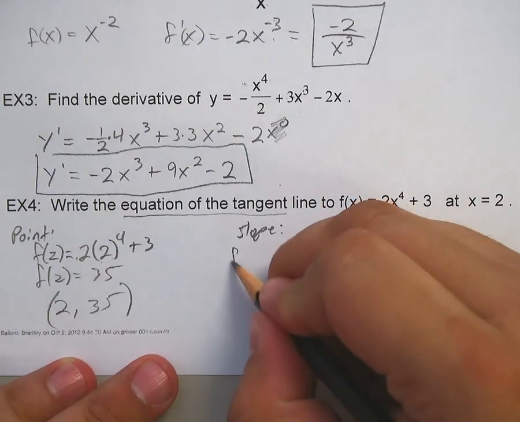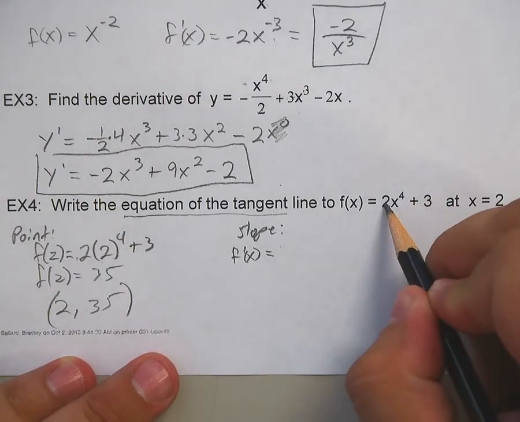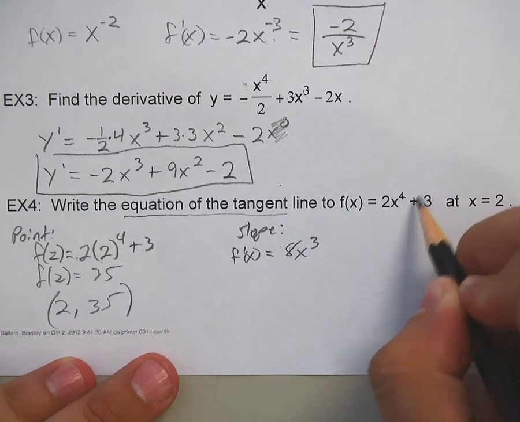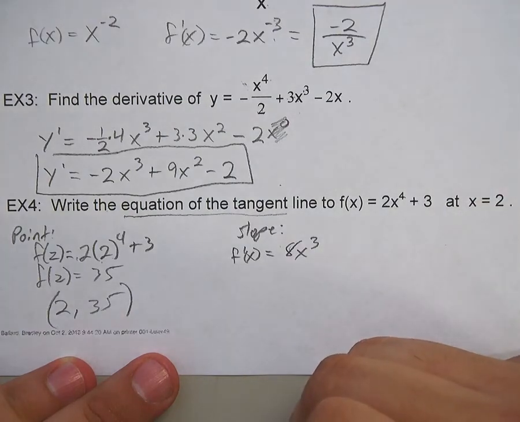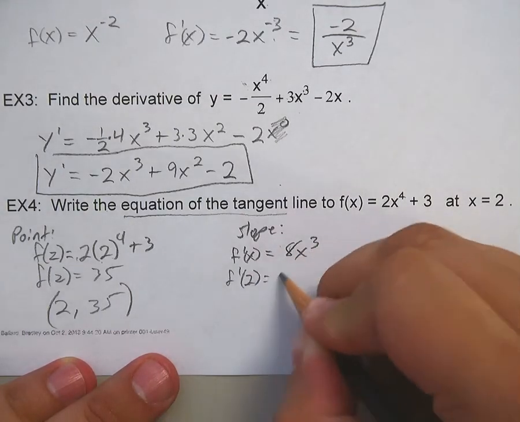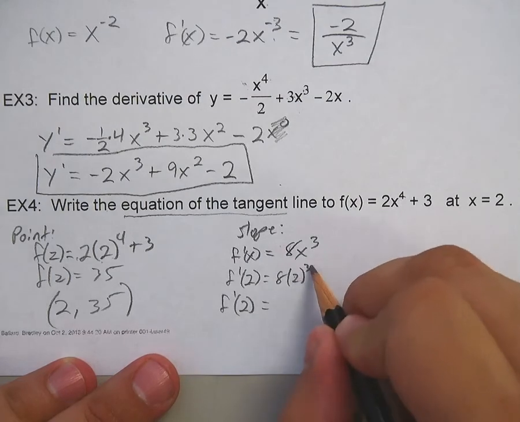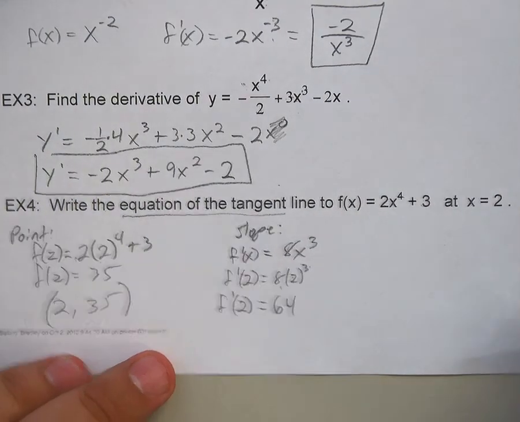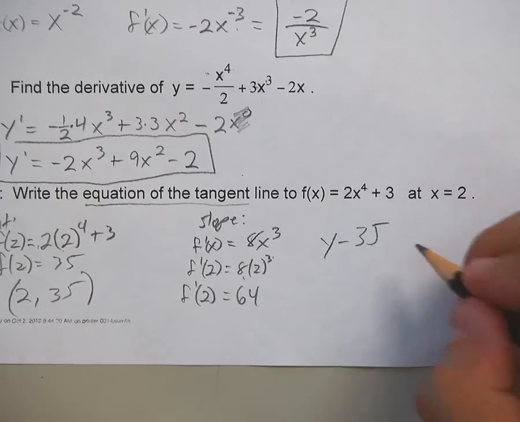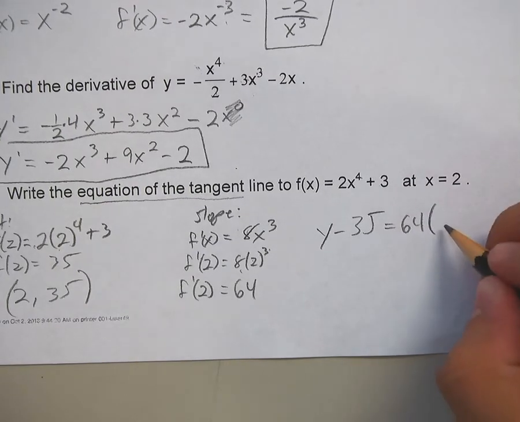Now I need the slope. To find the slope, I'm on derivative. Find that derivative. 4 times 2 is 8x to the 3rd. This will go to 0. And I need to find the slope at 2. So I'm going to plug a 2 in. 8 times 2 cubed. F prime of 2 is 2 cubed is 8. 8 times 8 is 64. That good right there. So it's y minus y1, which is 35, equals your slope, 64, times x minus x1.